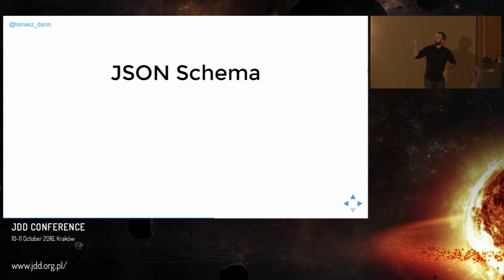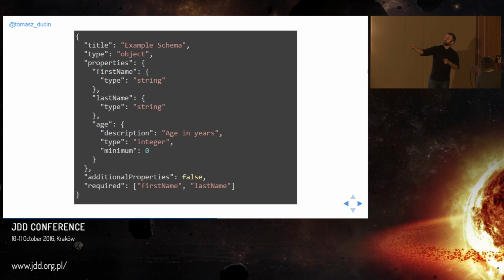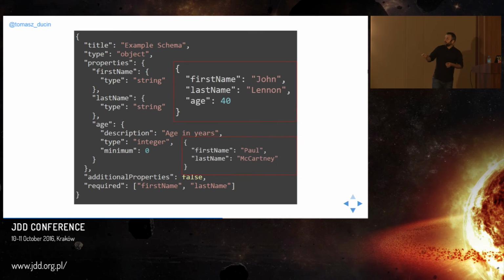So JSON Schema, just very briefly. This is an example of a JSON schema document. It says that a title is just some kind of documentation attribute. The type is an object. We allow these objects to have properties: first name, which is a string, last name, which is also a string, and age, which is an integer, whose minimum value is 0. We also define that additional properties are not allowed, nothing else than those three, and that required fields are first name and last name. So these two have to be included in the document.